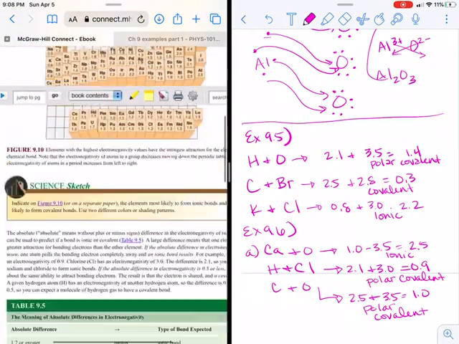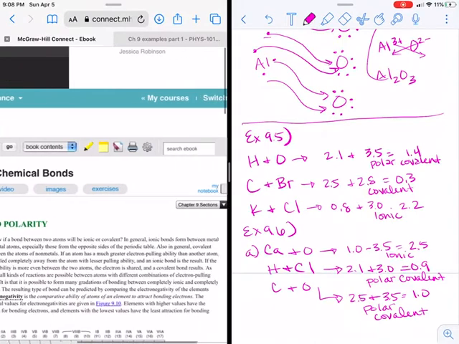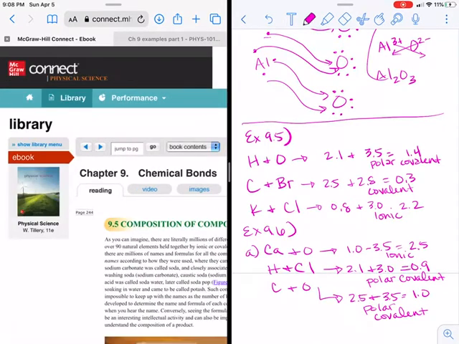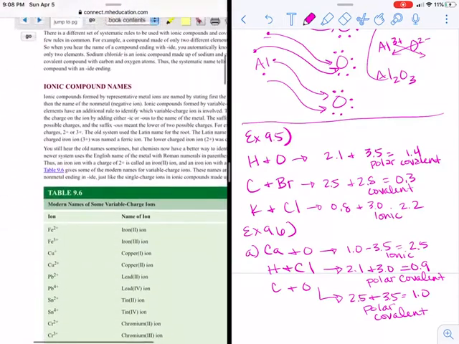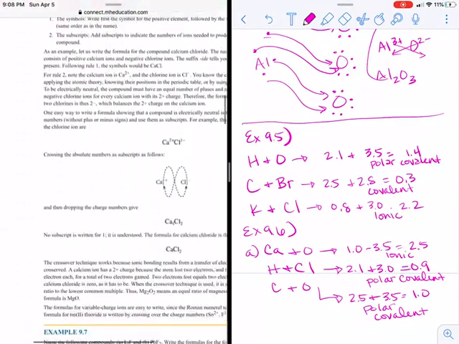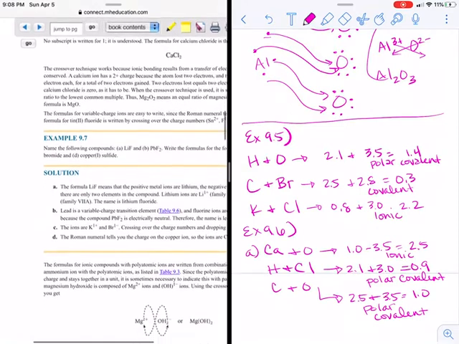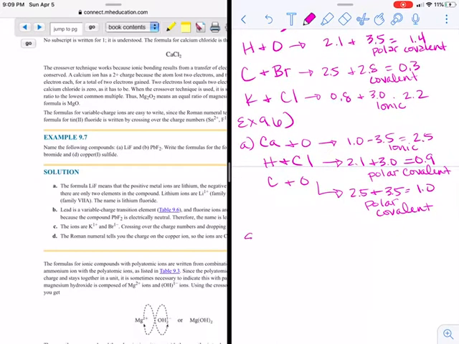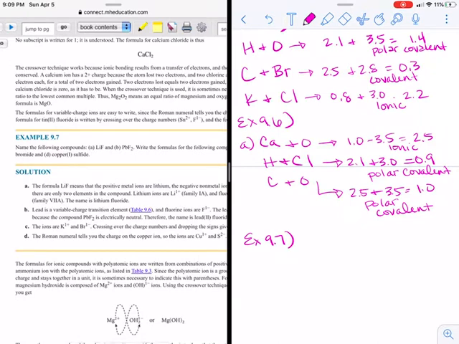Okay, so that is the end of that one. Let's see how to go on to the next section here. Here we go. All right, compositions and compounds. This is where I think we had to start doing some of the crossover technique. All right, so let's see, example 9.7.